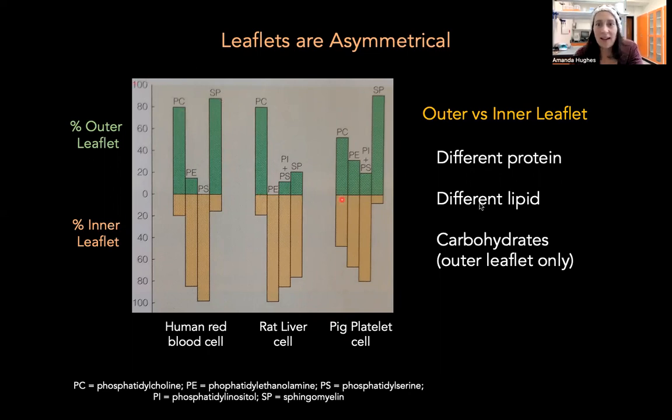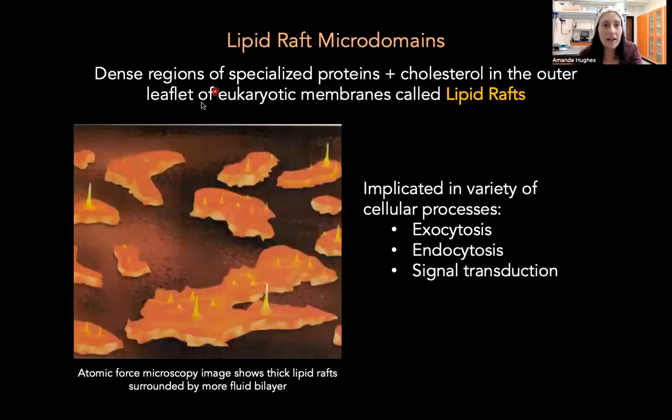And so what we're looking at is PC, the phosphatidylcholine. We've got phosphatidylethanolamine. We've got phosphatidylserine. These are 3 different types of phospholipids. And then SP is the sphingomyelin. So this is our sphingolipid here.